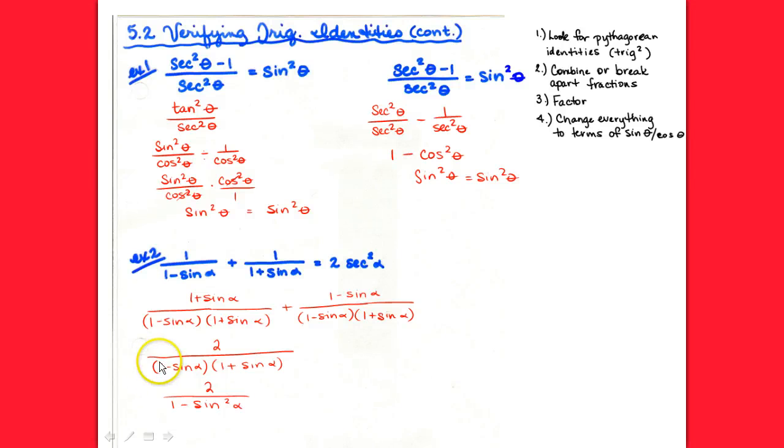So let's FOIL this together. 1 times 1 is 1. 1 times sine and negative sine times 1 is going to give me a positive sine and negative sine that drop out. And then negative sine times positive sine is negative sine squared. So just a difference of squares, right?